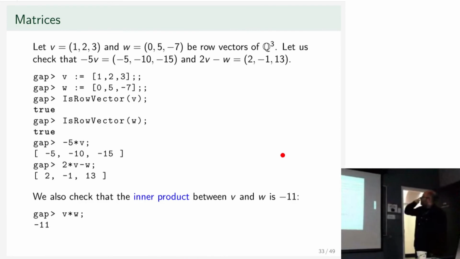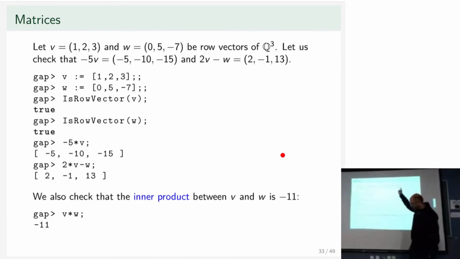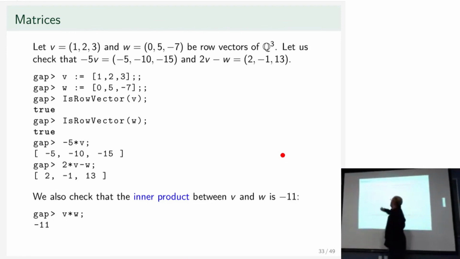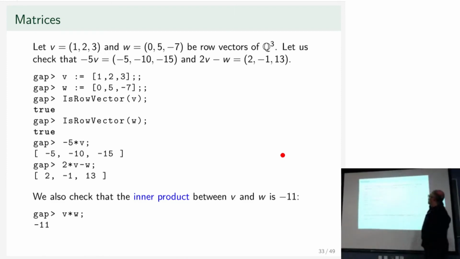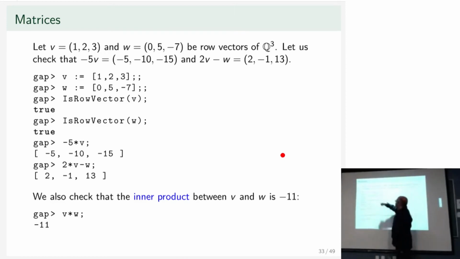So let's compute something. Say that v is my vector. This is a vector. Okay, 1, 2, 3, and w is this vector: 0, 5, minus 7. Row vectors of rational numbers. I want to compute this. Well, I define my vector. I need to use square brackets, otherwise it will be a permutation. I write this vector.